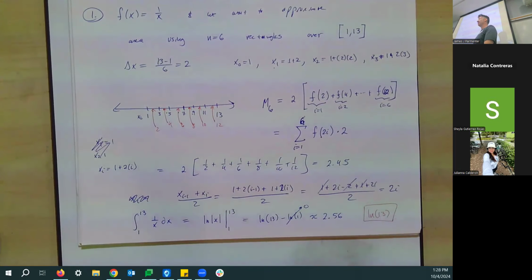Yes, it's approximately 2.56, but in math classes, we don't usually prefer approximations, right? Unless someone specifically says, give me the decimal approximation for this thing, you should be leaving your answer as natural log of 13 or e to the third power or sine of 5, right? Don't give decimal approximations unless asked for.